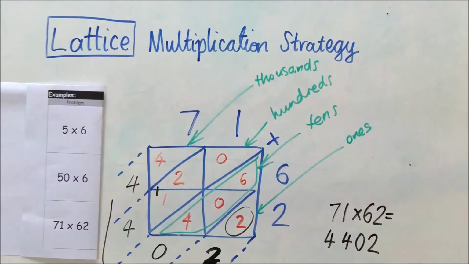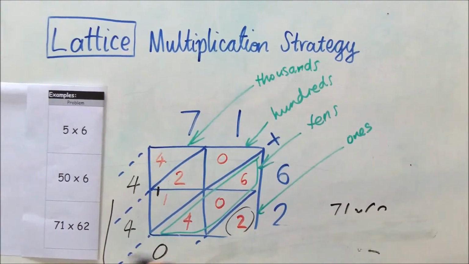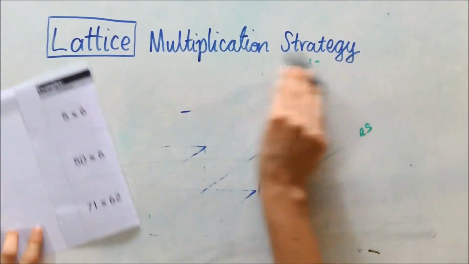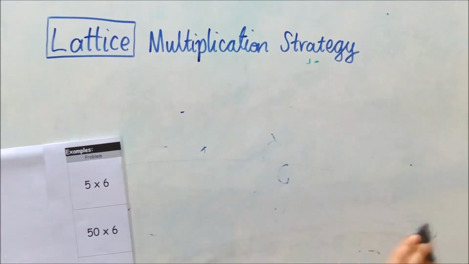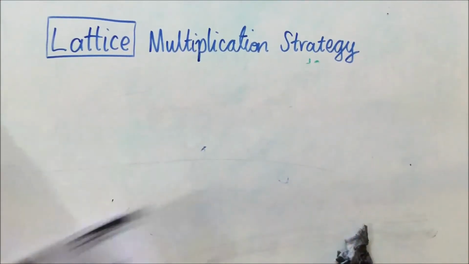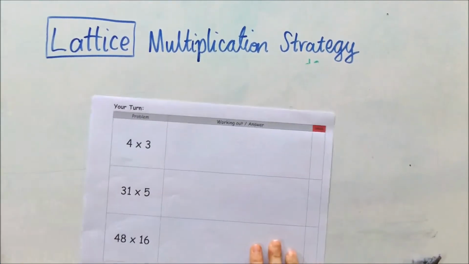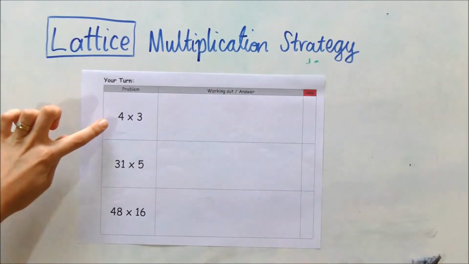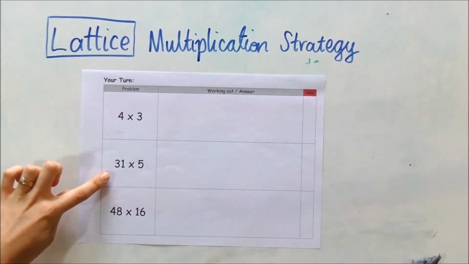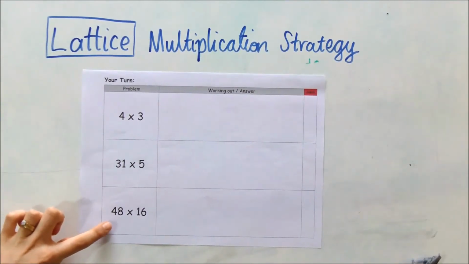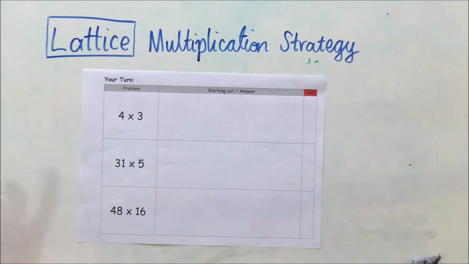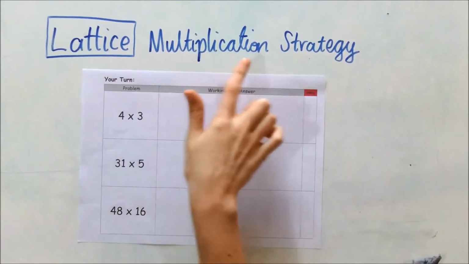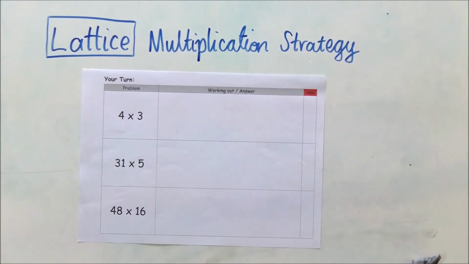And let's now look at some to practice by yourself. Now it's your turn. Questions will be on your homework sheet. First problem is 4 times 3. Second is 31 times 5. And the last one is 48 times 16. So please have a go at answering those using the lattice multiplication strategy on your homework sheet. And pause the video now to have a go.